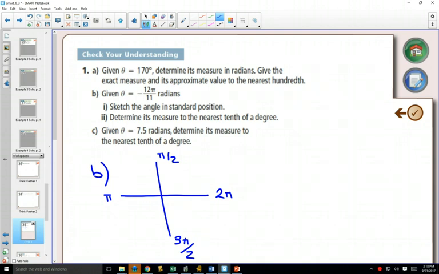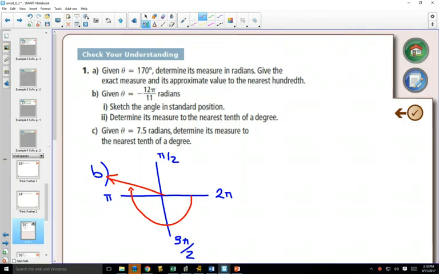Okay? So somewhere between 1 and 1.5, if I was thinking positively, can you see that that would be in quadrant 3? But since we're going in the negative direction, it'll be in quadrant 2, which is the third negative angle. And that's where negative 12 pi over 11 would be.